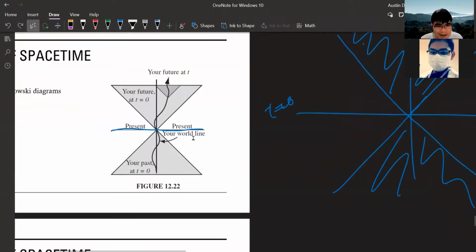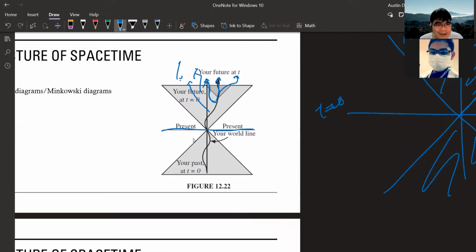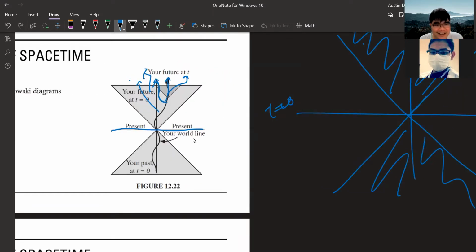Sinasabi nila nag-branch out daw yung world line mo, kaya raw maraming possible outcomes dito in the future, etc. Okay. Kaya raw may multiverse kasi, kunwari nandito ka sa world line na to, ano mangyayari dito sa world line na to? So infinitely marami kang world line. And those are multiverses, something like that. Science fiction. But who knows?